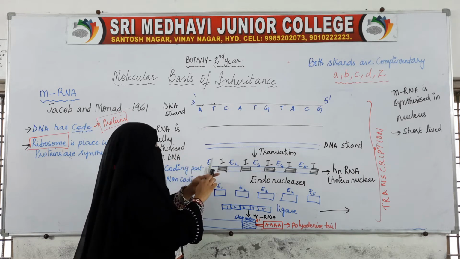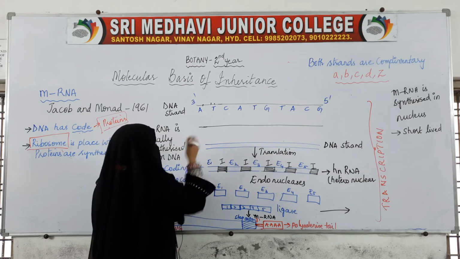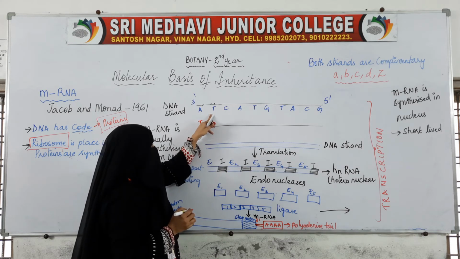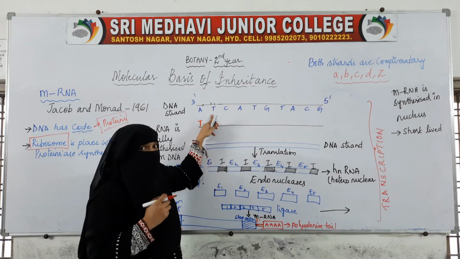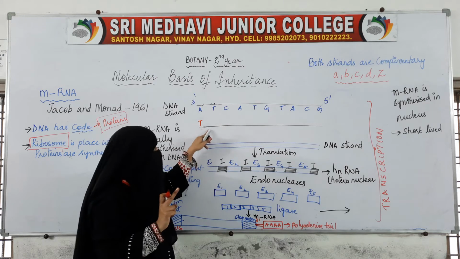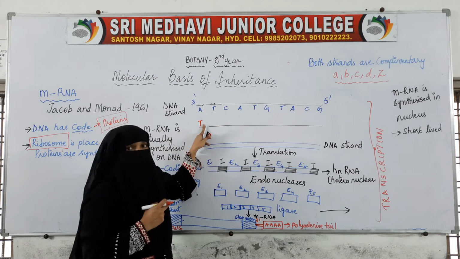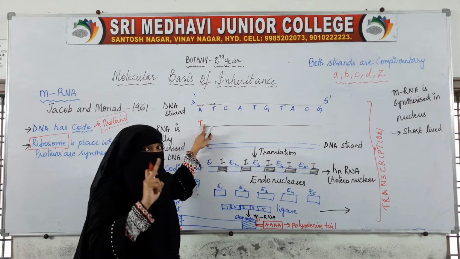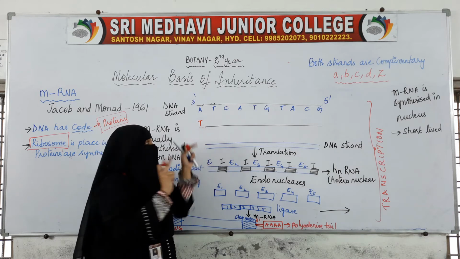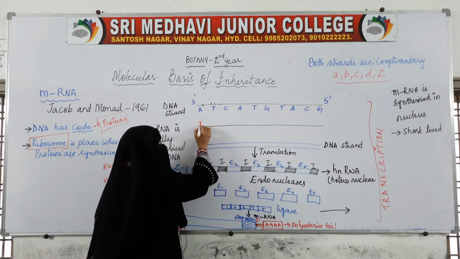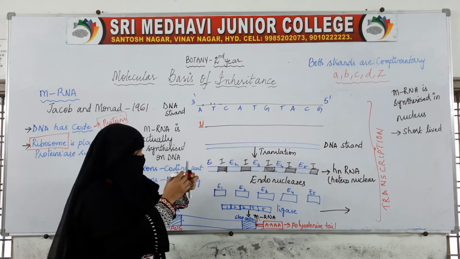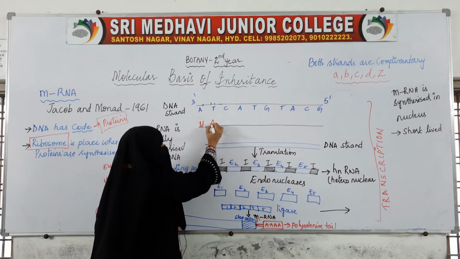How will the complementary strand be formed? A always pairs with T. Here in RNA, the pairing will be different. In DNA, A will always pair with T, but in RNA, adenine always pairs with uracil. I already told you, adenine always pairs with uracil. So if this is adenine, it will pair with uracil. Now if it is thymine, it will pair with adenine.